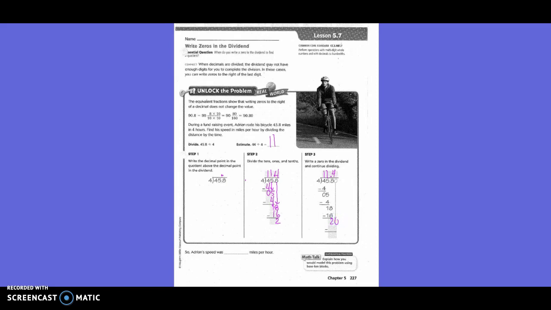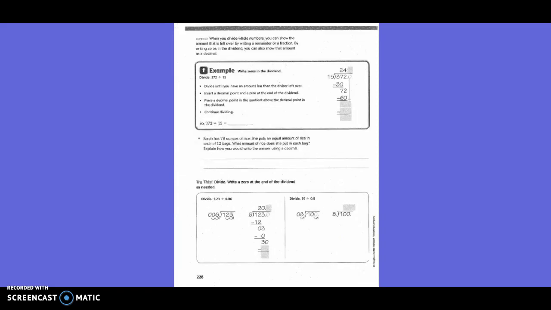So how many times does 4 go into 20? 5 times. 5 times 4 is 20. And then do I have anything left over? No. Now, if I did have some more left over, I'd have to drop down another 0, right? But you can't just drop it down. You have to put it up here underneath the house in the dividend spot. Okay? So, Adrian's speed was 11.45 miles per hour.